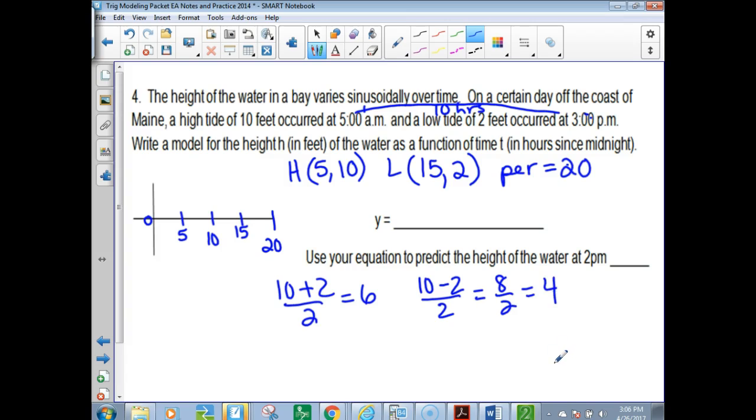Okay, now, which is which? One is the center line, one is the amplitude. 6 is the amp. Okay, and the center line is 4. Okay, what number are we on? Number 4. Okay.